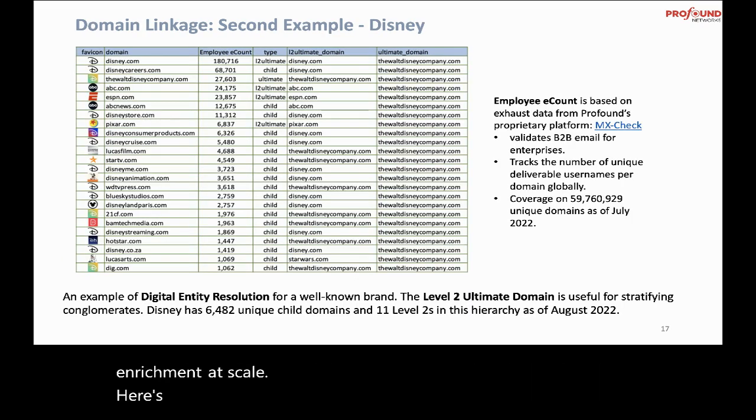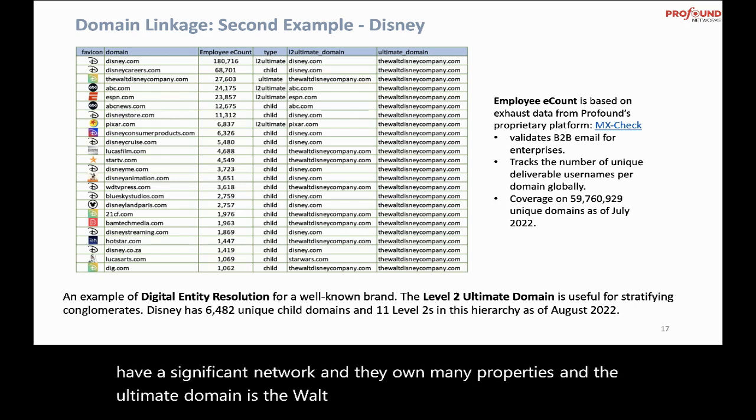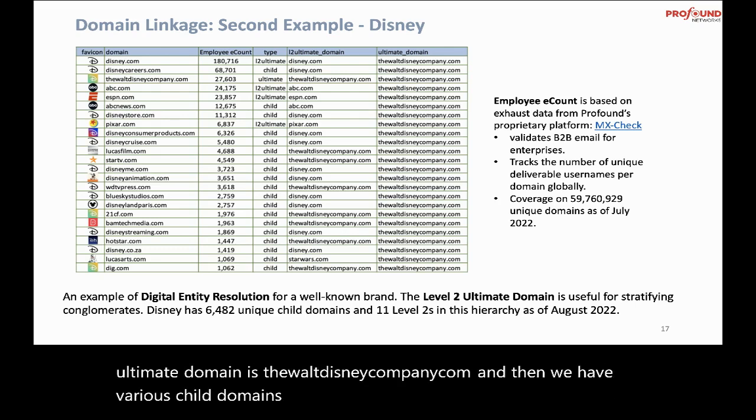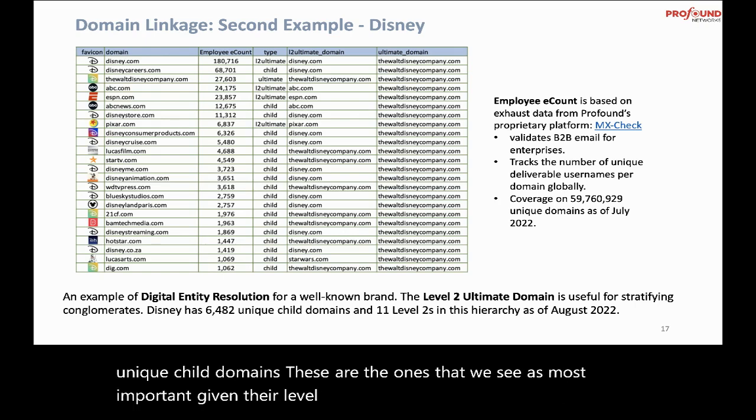Here's an example for Disney Corporation. You can see that they have a significant network and they own many properties. And again, the ultimate domain is WaltDisneyCompany.com. And then we have various child domains with employee counts. And this is out of 6,482 unique child domains. These are the ones that we see as most important given their level of autonomy and the size of the employee count.